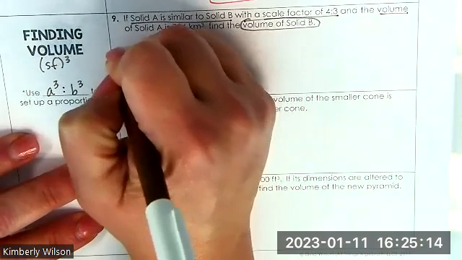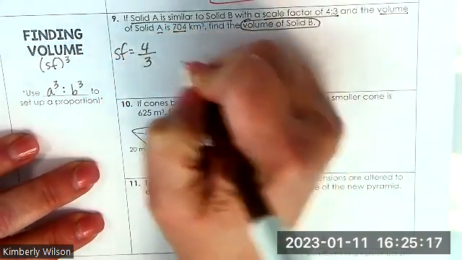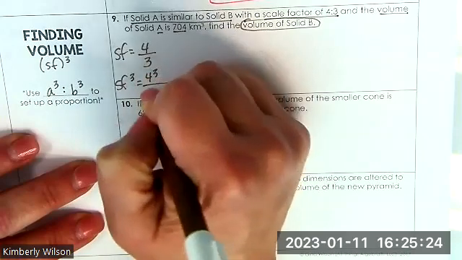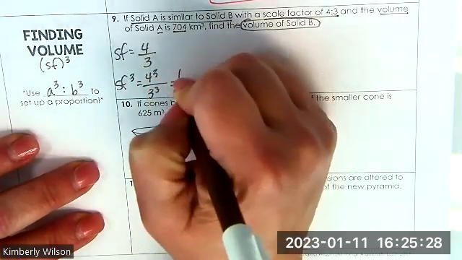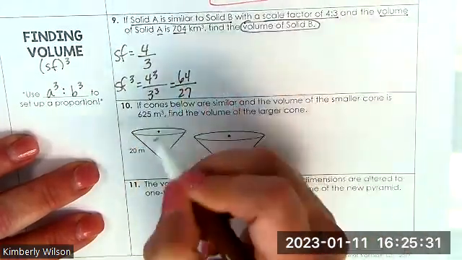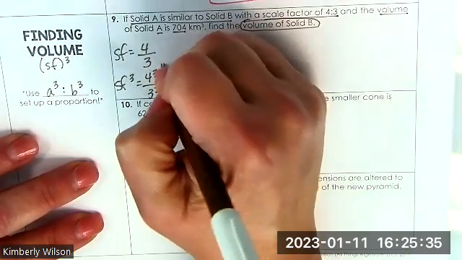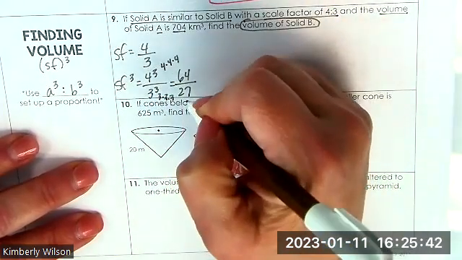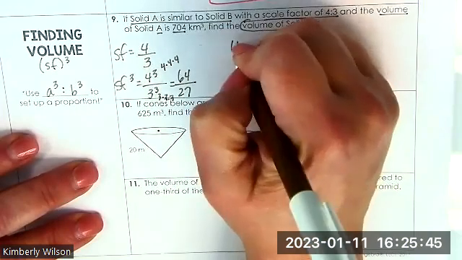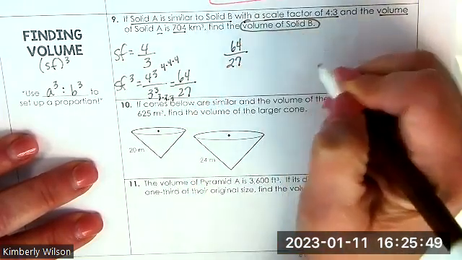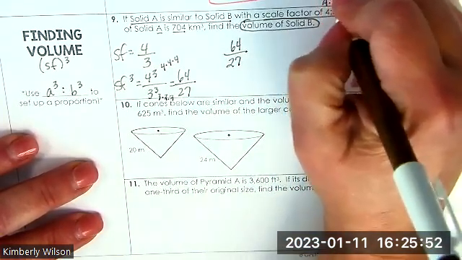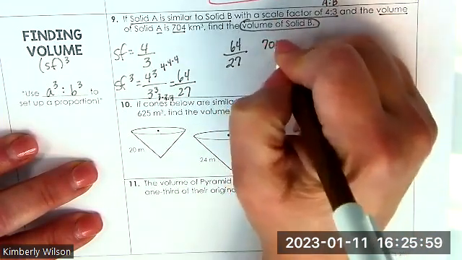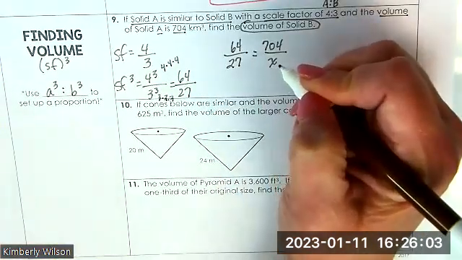So I'm going to have my scale factor, which is 4/3. The scale factor cubed is going to be 4 cubed over 3 cubed, which is going to give me 64 over 27. If you don't know that, then you're going to multiply it out. That's 4 times 4 times 4, 3 times 3 times 3. So this is the ratio I'm going to use, because I'm now talking about volumes. So I'm going to have 64 over 27. It's 4 to 3, so this is A to B. Therefore, we're looking for the solid for B. So this is going to be 704 over x equals, now we solve our proportion.